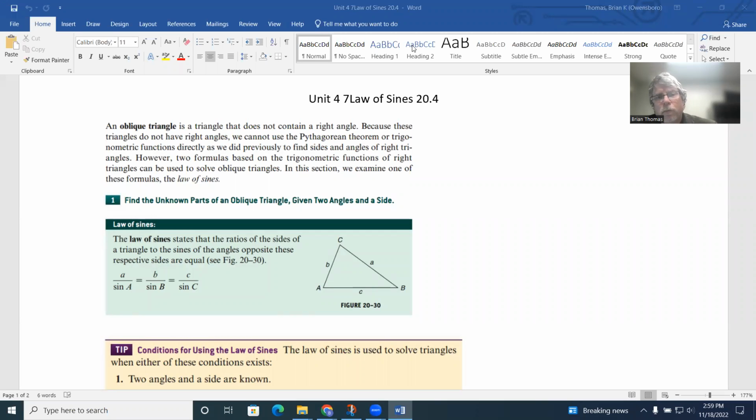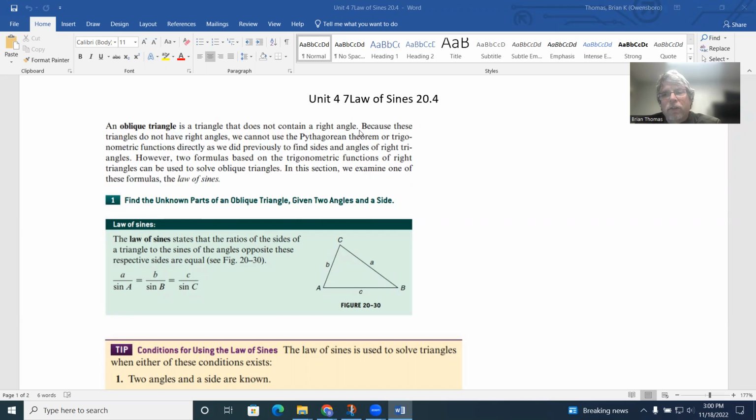So this unit, we'll move into chapter 20, and we're going to do a section on law of sines. So we had what's called right triangle trigonometry. Now we have something called oblique trigonometry. So an oblique triangle is a triangle that does not contain a right angle.